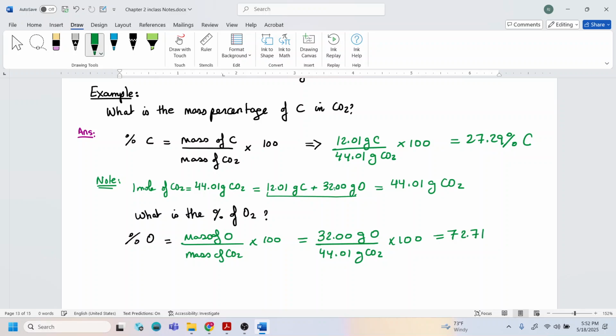That is 72.71%. You guys notice that if you add these two numbers together, your answer is going to be 100%. The percent of carbon plus the percent of oxygen in the molecular formula is 27.29% plus 72.71%, and that is equivalent to 100%. So simply, you didn't need to calculate the percent of oxygen. Since carbon dioxide is made up of just two types of elements, you calculate one element and do 100 minus that percentage, and you get the second.